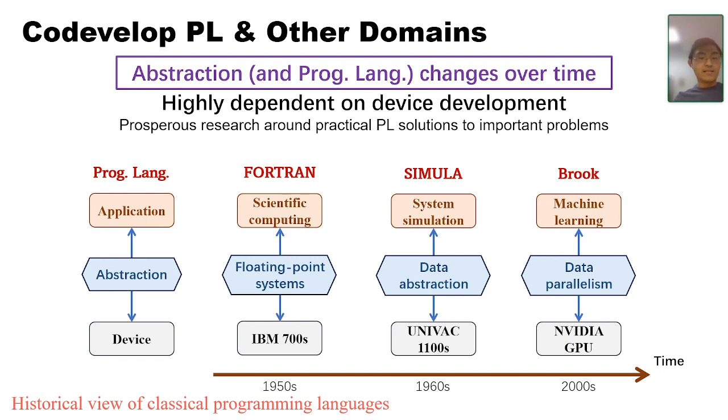Simula was designed in the 1960s when the UNIVAC 1100 series came out, which brings data abstraction to solve system simulation problems. And around 2000, Brook proposed the data parallelism as an abstraction, which was later turned into CUDA and was widely applied on NVIDIA GPUs for gaming and machine learning applications. With each of these programming languages designed for the devices, there was prosperous research around the practical solutions to important application problems. This exhibits how programming languages and classical computing domains were co-developed in history.